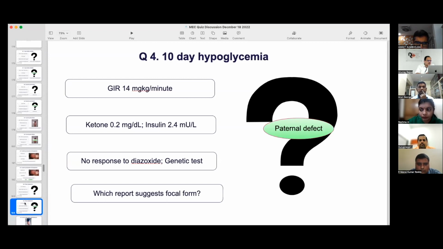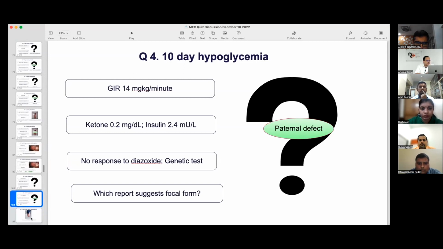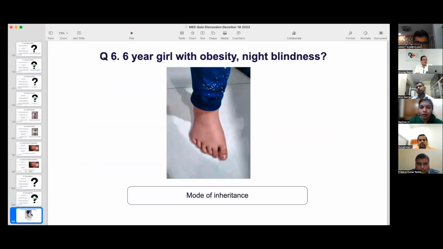So we'll go to the next question, to Dr. Guru Prasad. Direct question to you. I think this is the final question of this round. A 6-year-old girl with obesity and night blindness, and this is the picture. What is the mode of inheritance of this disease? So this is Laurence-Moon-Bardet-Biedl syndrome. Polydactyly. Mode of inheritance?